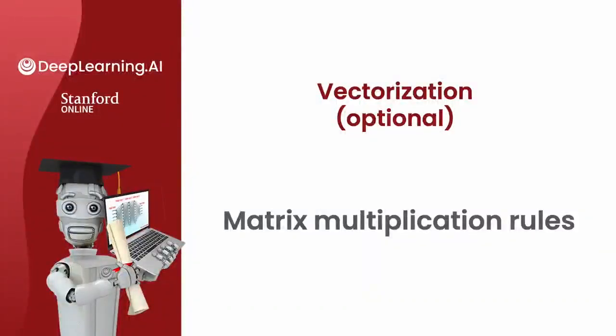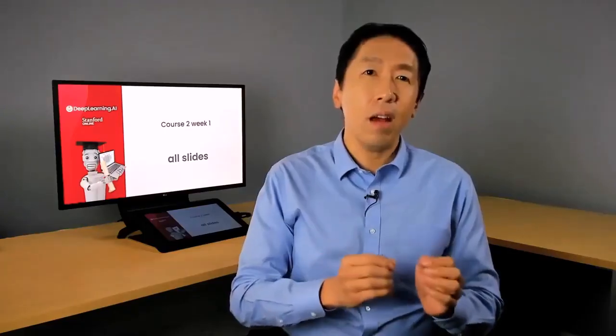So let's take a look at the general form of how you multiply two matrices together. And then in the last video after this one, we'll take this and apply it to the vectorized implementation of a neural network. Let's dive in.